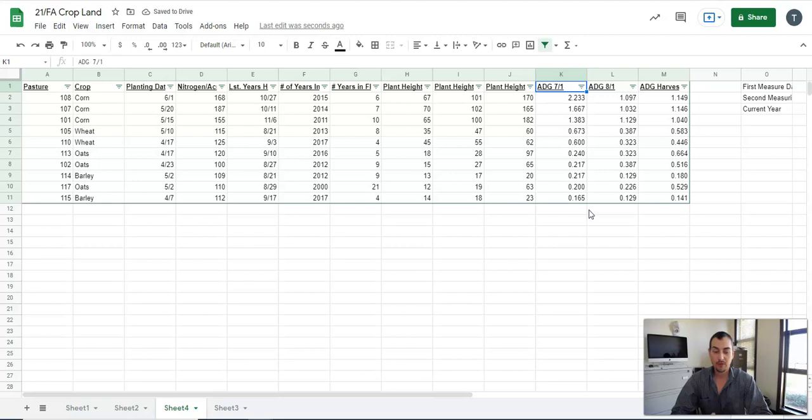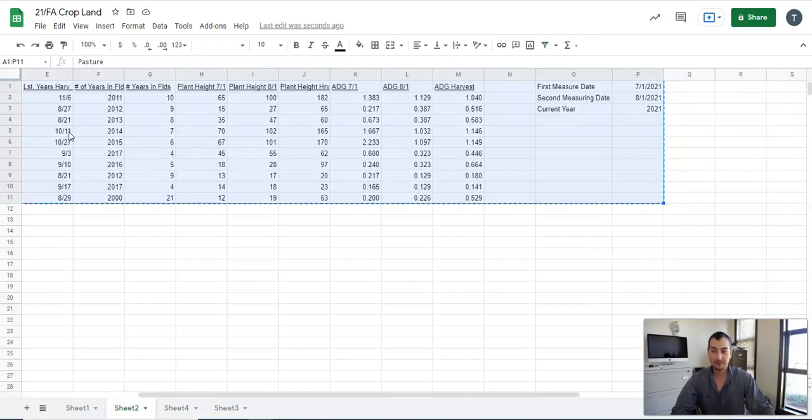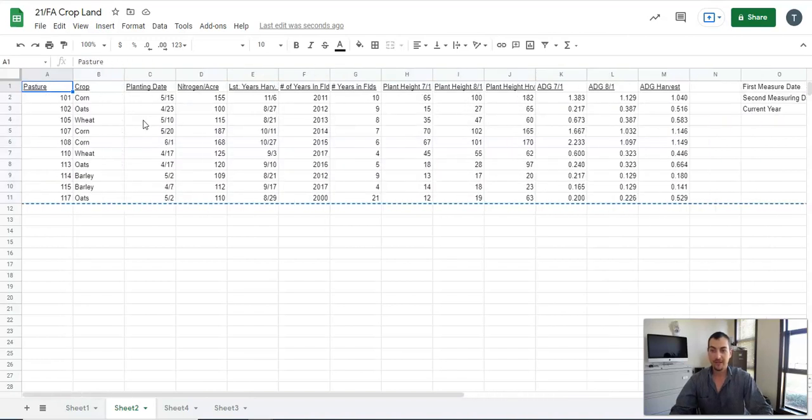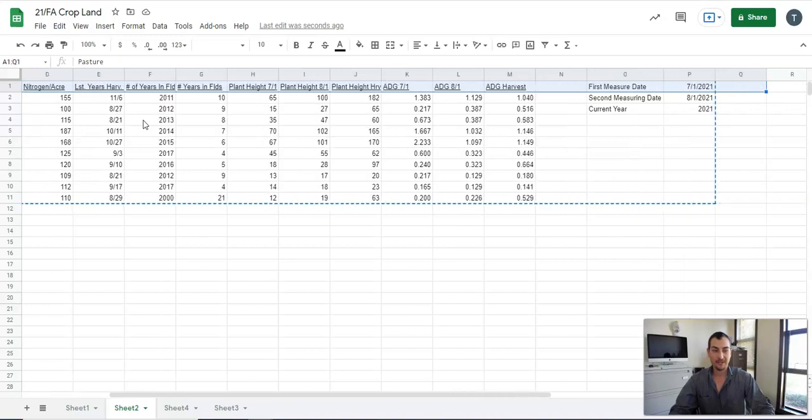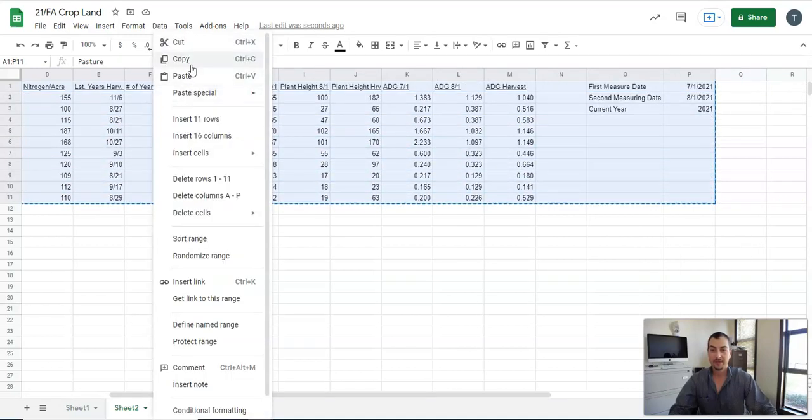So what if we want to compare a couple of different things? We wanted to compare how well it was doing up until July 1st, and now we want to compare it to, say, something else, the way it was looking at harvest. So I'm going to go back here and highlight all of that information again. I'm going to copy all of that information. I'm going to right click, say copy.